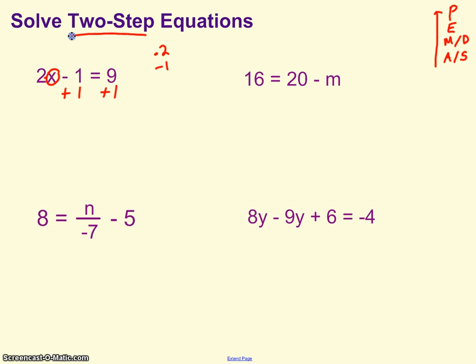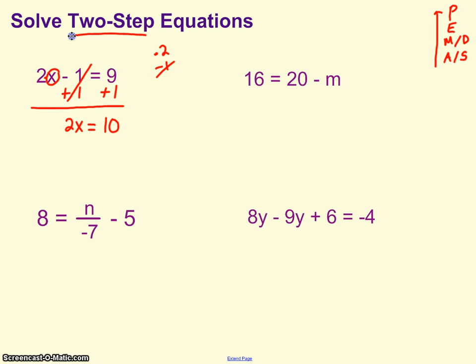Now negative 1 plus 1 equals 0, so we get to cross those off. We are left on the left side with a 2x. Bring down your equal sign. 9 plus 1 is 10. So we took care of that minus 1. Now we have 2 times x. We have 1 step left. We've done 1 step of our 2-step equation.